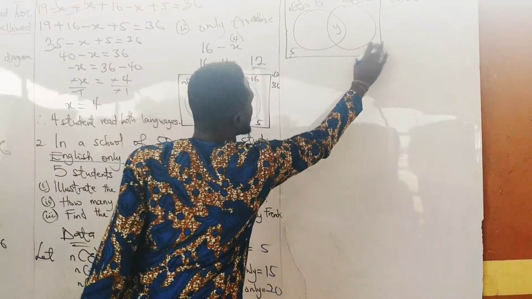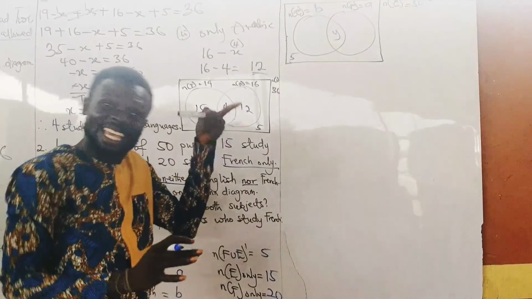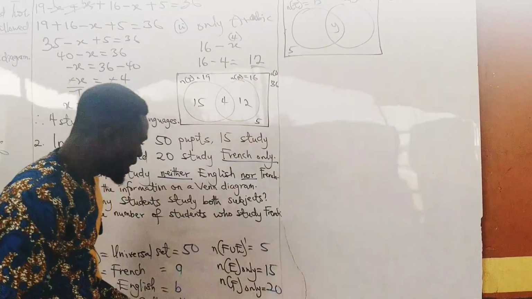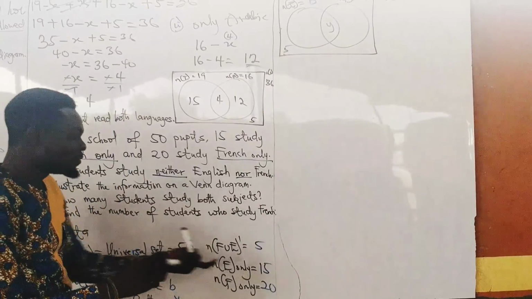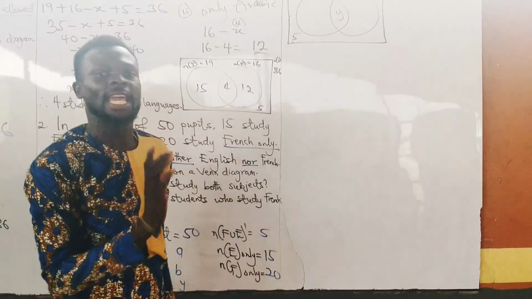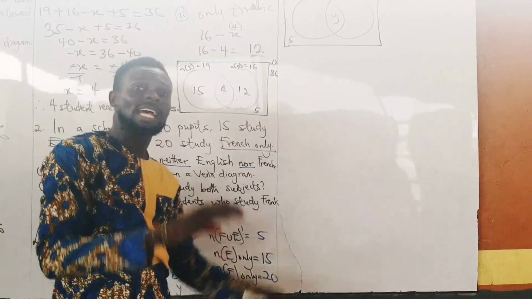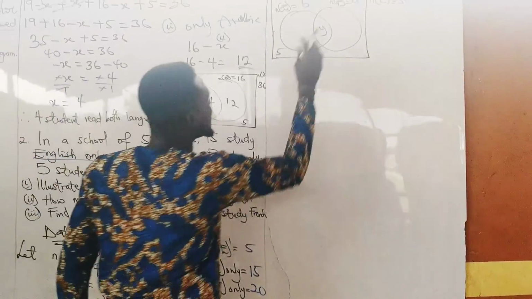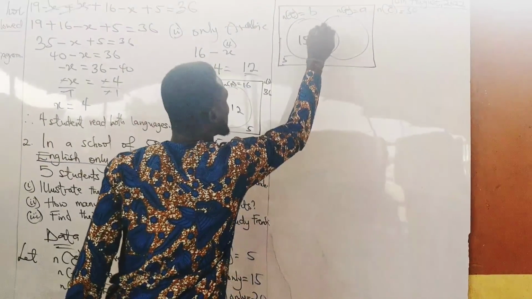It's not by force to position it here. It shouldn't just be in the circle, but should be in the what? In a rectangular box. Then here says that 15 study English only. Because the question has made it clear to you that it is only, just go straight forward. English only. This is English. You put it there for them.